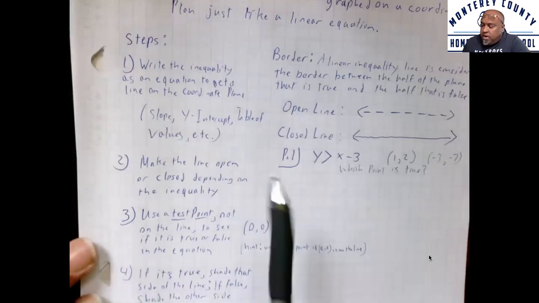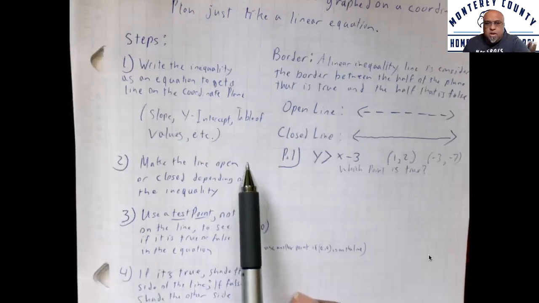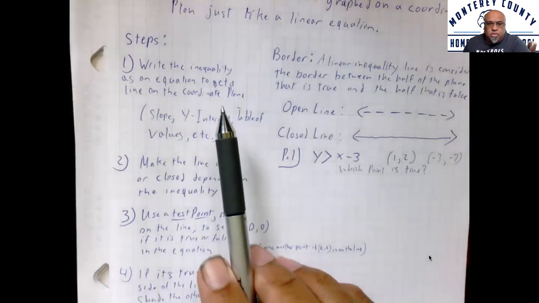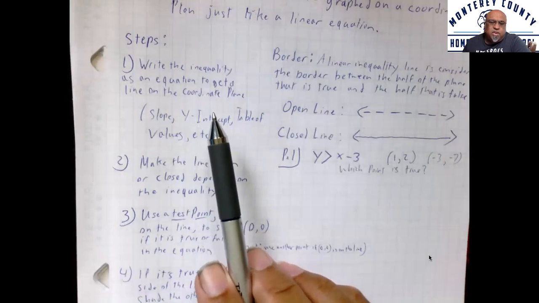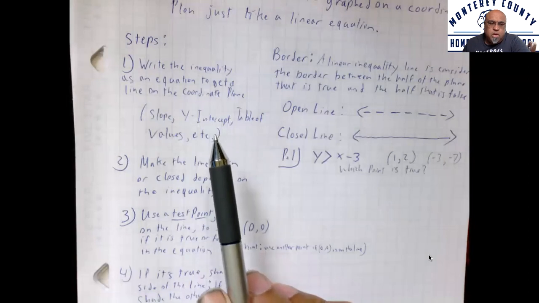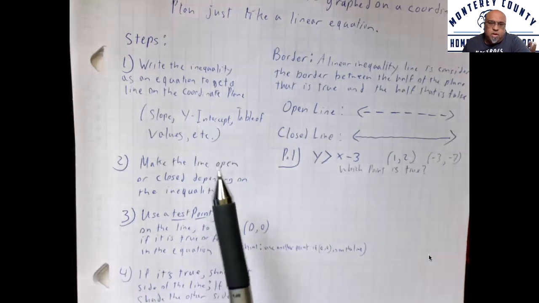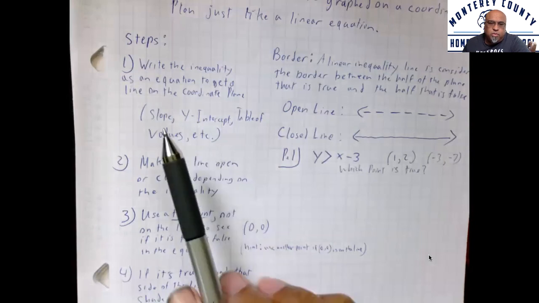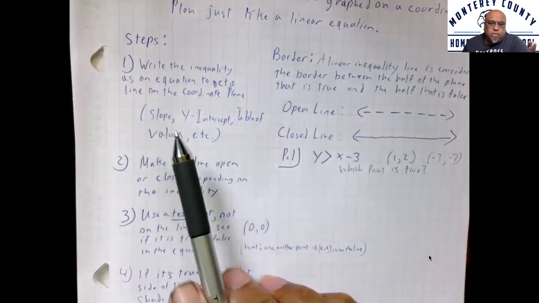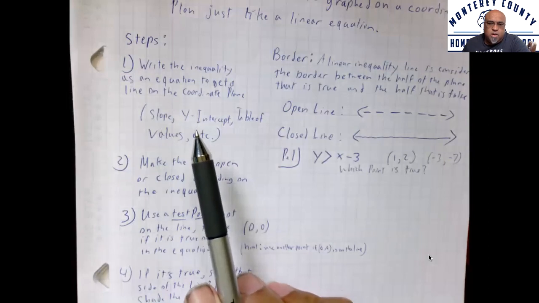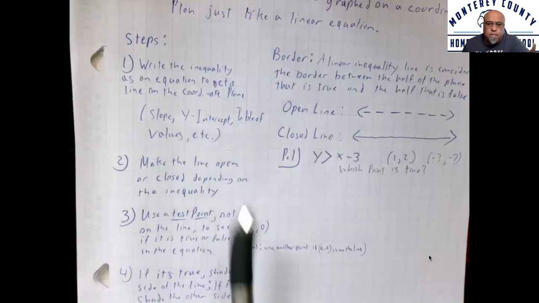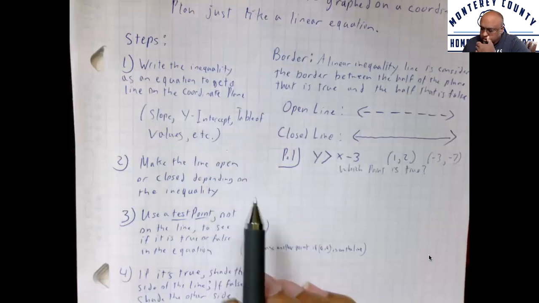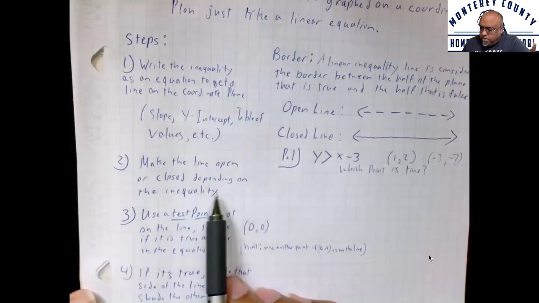So the steps are: Step 1, write the inequality as an equation to get a line on the coordinate plane. Now, we put the line on the coordinate plane the same way that you learned when you were just putting a line on there, like in a linear equation. So you can use the slope and the y-intercept to get a point, and you can use a table of values to get several points, and then just draw the line. Step 2, make the line open or closed depending on the inequality.